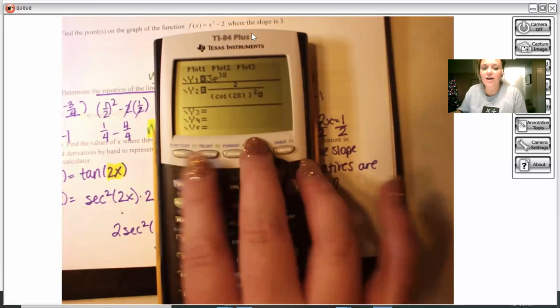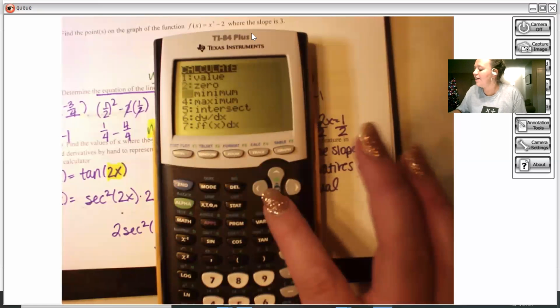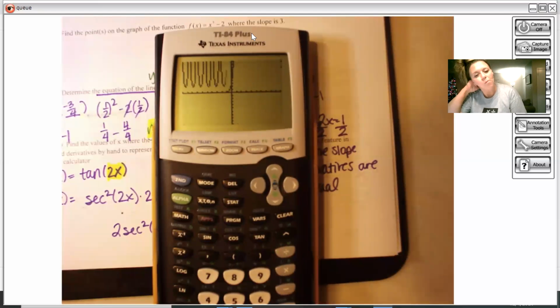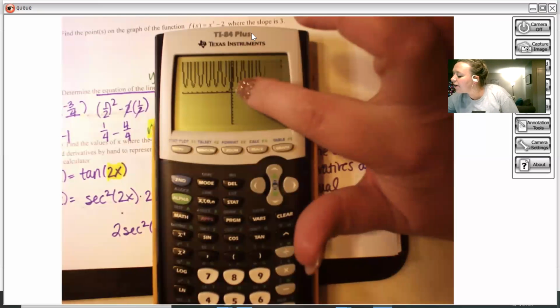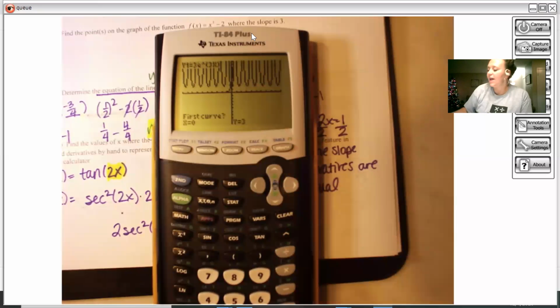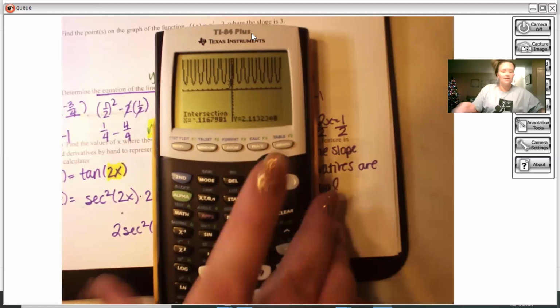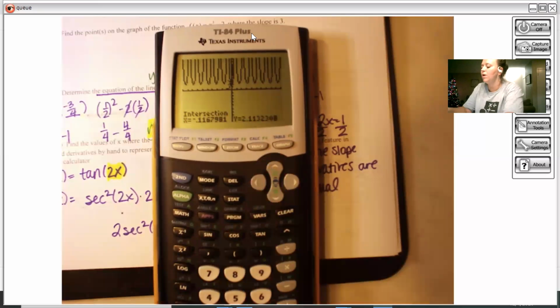So second trace. Option 5 is intersect. And then I did kind of change these without really checking it ahead of time. So let's see if they cross. It looks like they will. Okay, so it looks like they cross right in here. Okay, so first curve, I'm going to push enter. Second curve, push enter. Guess, don't care about that. So it looks like they cross at negative 0.1167.